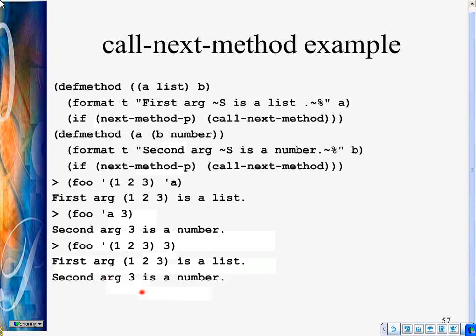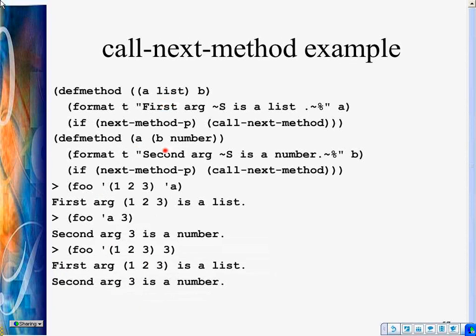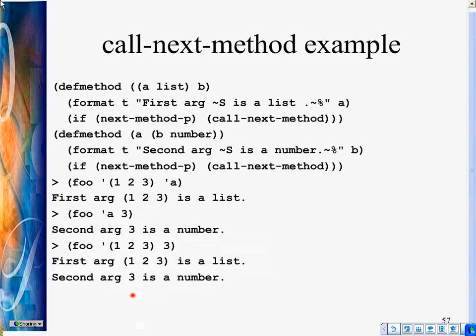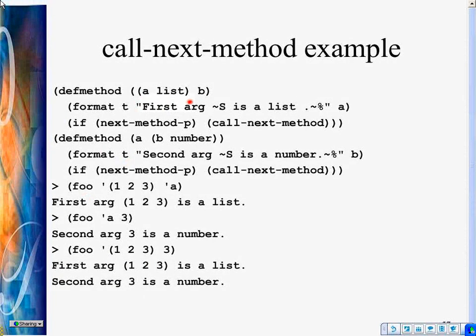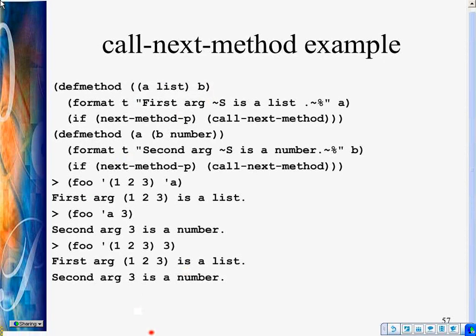So I hear your question, why did it choose this one first, and then why did it choose the method on list first, and the method on the second argument being a number second? And the answer is that's the order in which the arguments appear in the generic function. And we will later see that you can tell it, well, process the arguments for this purpose in the opposite order, and we'll have an example of that.